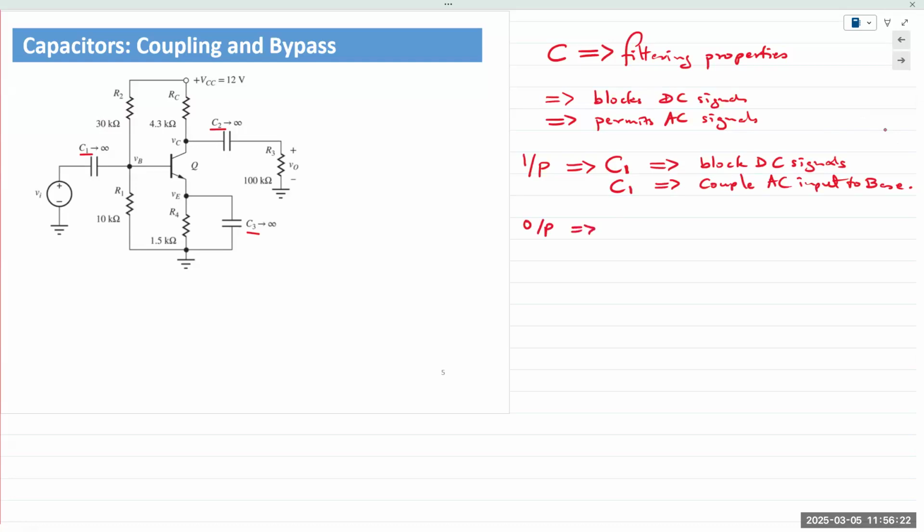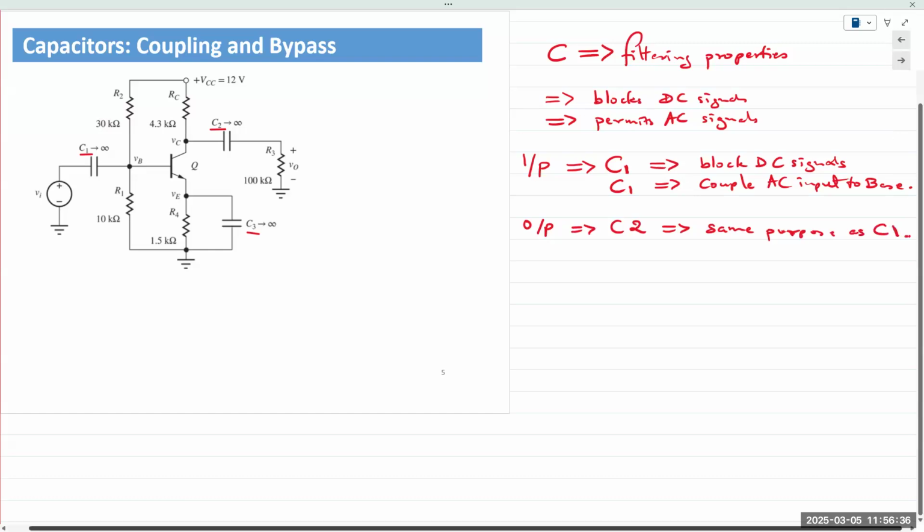On the output side, C2 has the same purpose as C1. Okay. So the capacitor value is chosen such that it would allow the AC input signal to just pass through according to its frequency. You might not even need a clamper circuit. The capacitor might block the DC by itself.